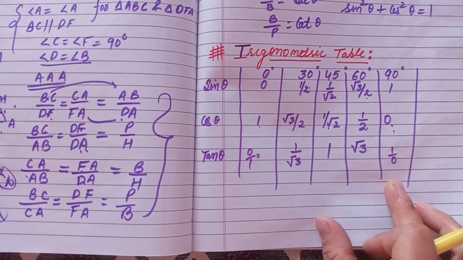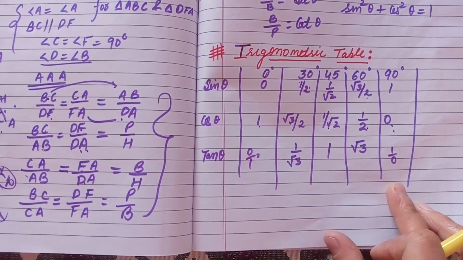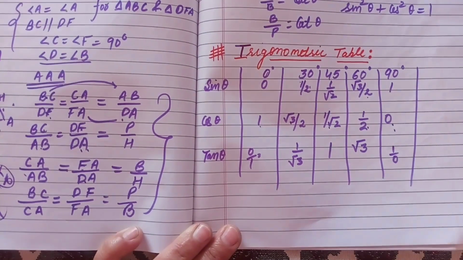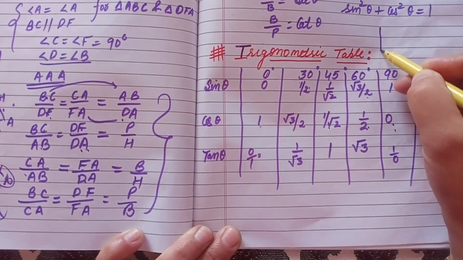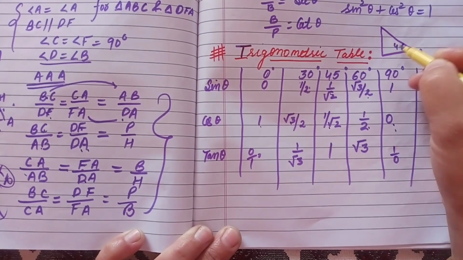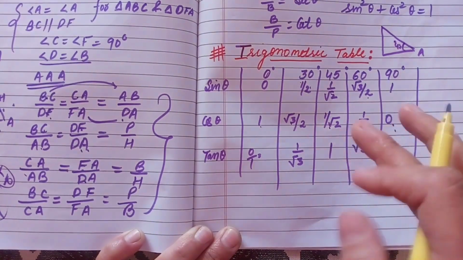Now let us consider you want to find the value of sin 45 degree. Sin 0 degree, 30 degree you can also calculate, but let us suppose we want to find the value of sin 45 degree, right? Now let us say this is a right angle triangle. We take this right angle triangle. Here is angle A. Angle A is 45 degree, right?